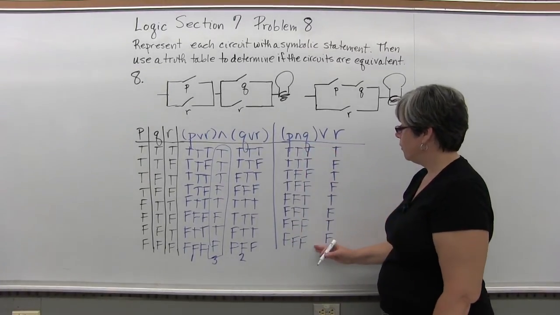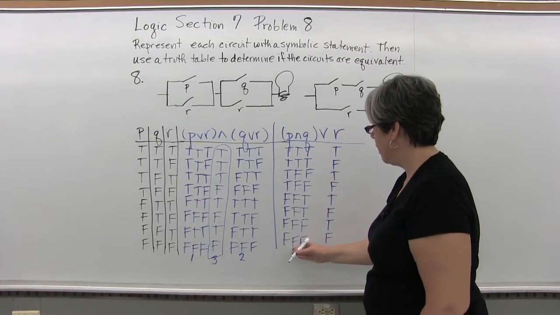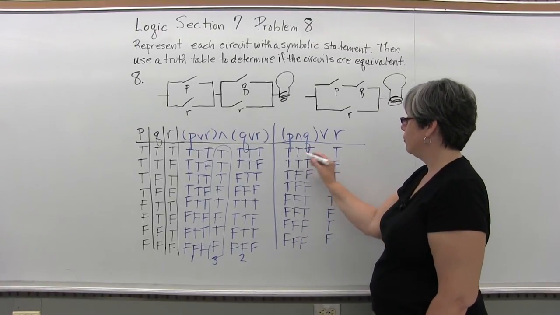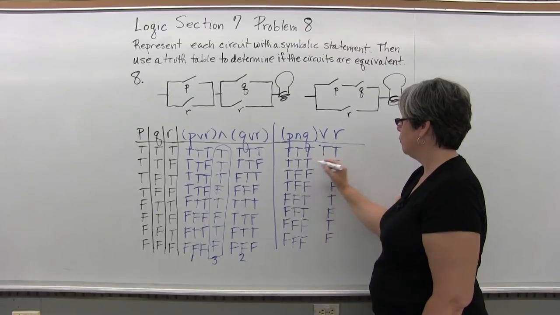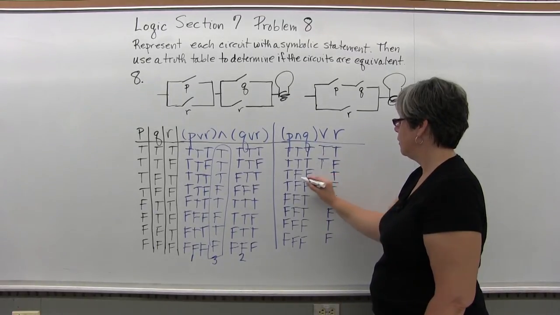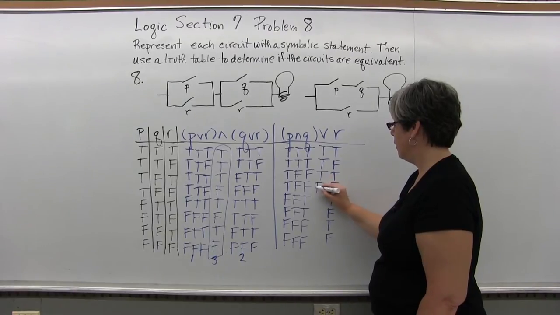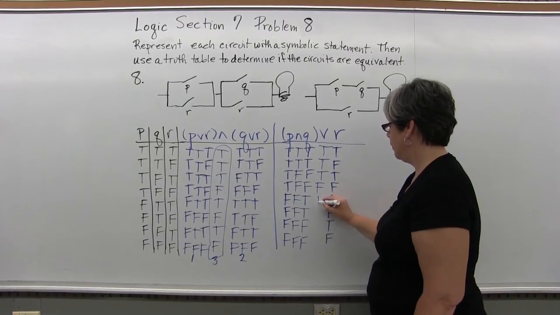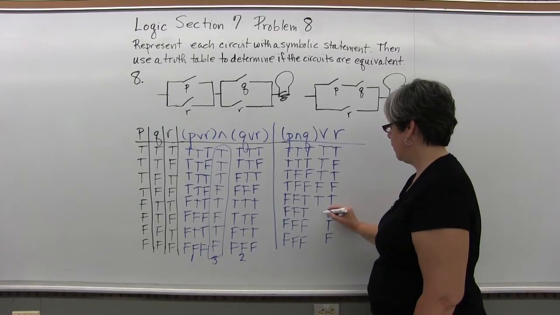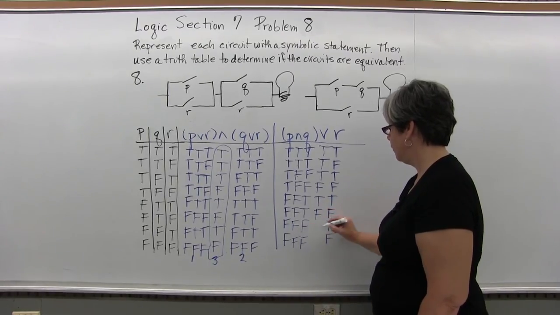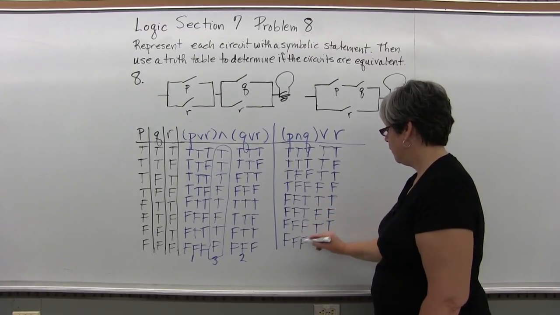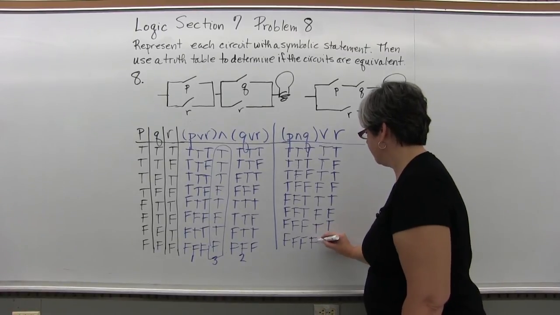Now we'll do the final OR here using that AND column with our R. So true or true is true. True or false is true. False or true is true. False or false is false. False or true is true. False or false is false. False or true is true. False or false is false.